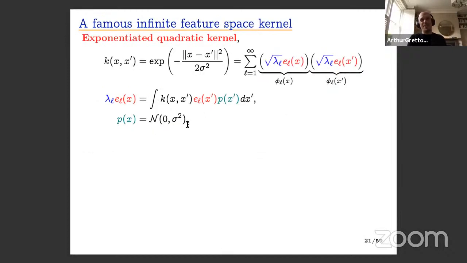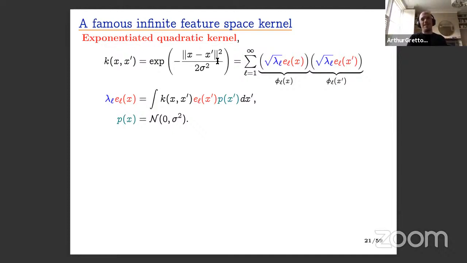All right, let's look at an example of a kernel with infinitely many features. This is the running example for this talk because it's going to come up again and again, and it comes up all the time when we're looking at kernel methods. This is the famous exponentiated quadratic kernel, or Gaussian kernel. For the kernel between x and x prime, I take x minus x prime, take its squared norm, divide by some width, take a negative sign, exponentiate it, and that's the kernel.